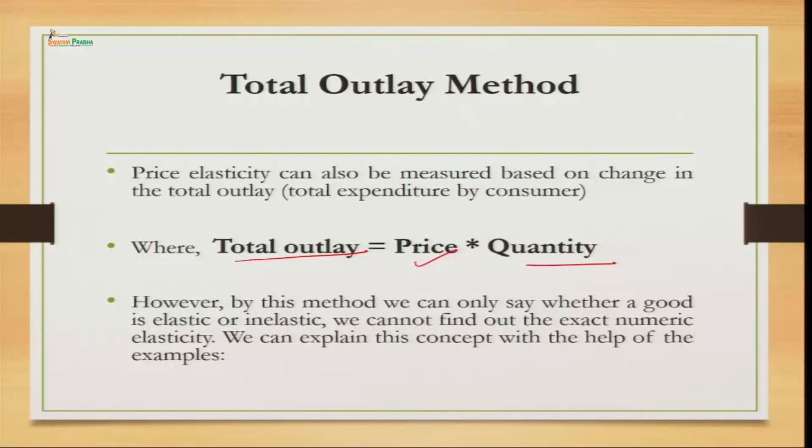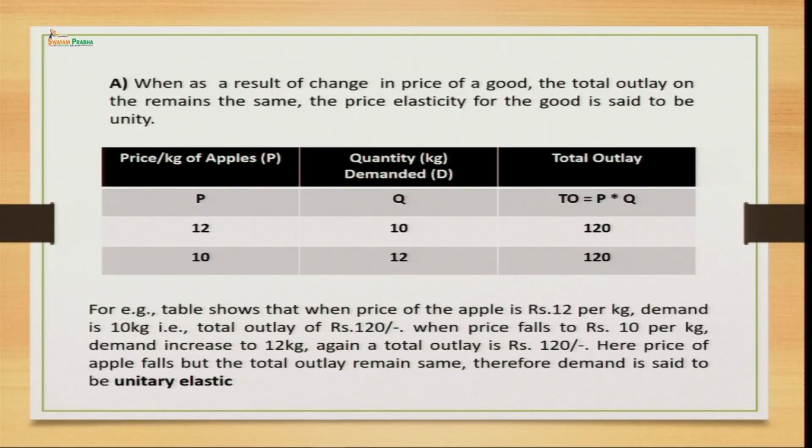So, let us look at how we calculate the price elasticity with this total outlay method. Here is situation 1 we are considering. You can see this table. In this we have 3 columns. In the very first column we have the prices, in the next column we are representing the quantity demanded, and in the third column we have the total outlay. So, when the price of apple was 12 rupees and the quantity demanded was 10 kgs, the total outlay was 120. At the price 12, people were demanding 10 kgs of apple, which gives you the total outlay of 120.